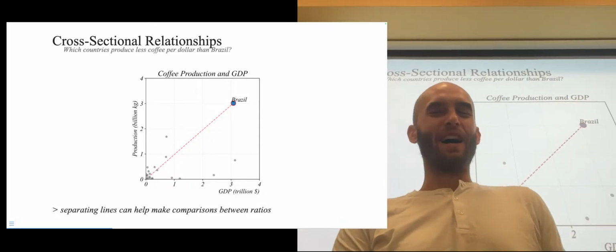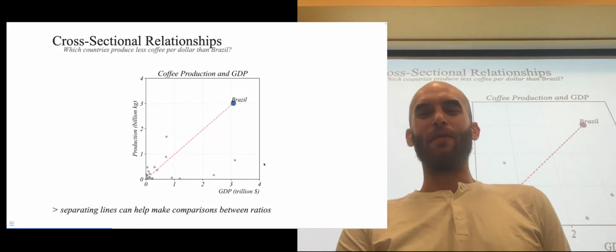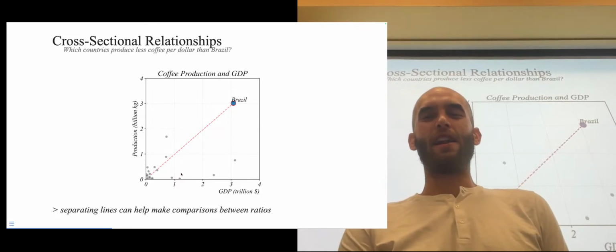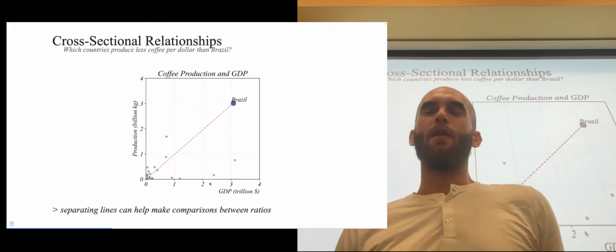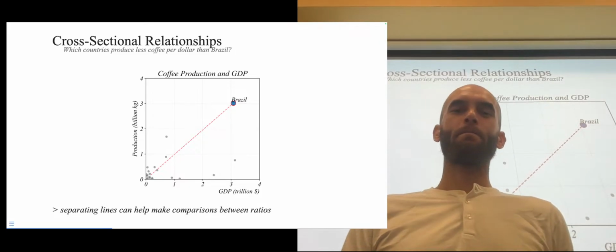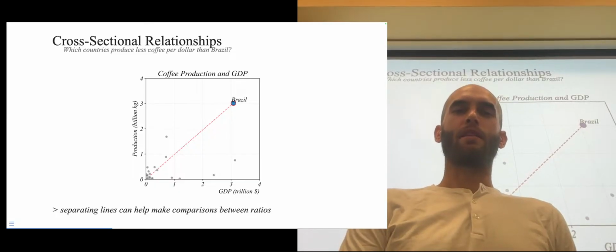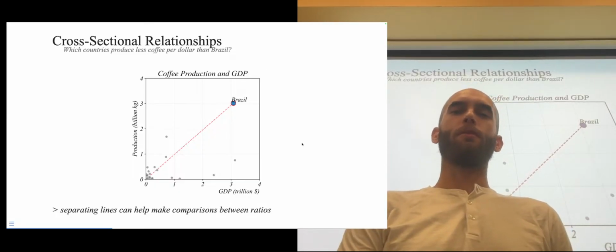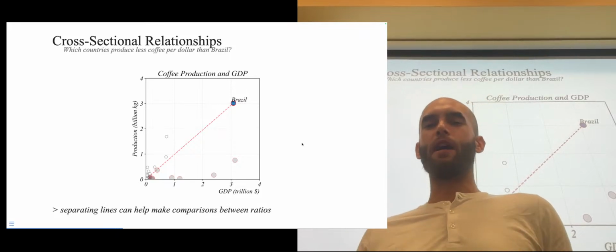And then we just walked through and thought about the points: which side of this line has more dollars per coffee production than Brazil? So they produce less coffee per dollar than Brazil, so more dollars per coffee. And that turned out to be on the lower end.